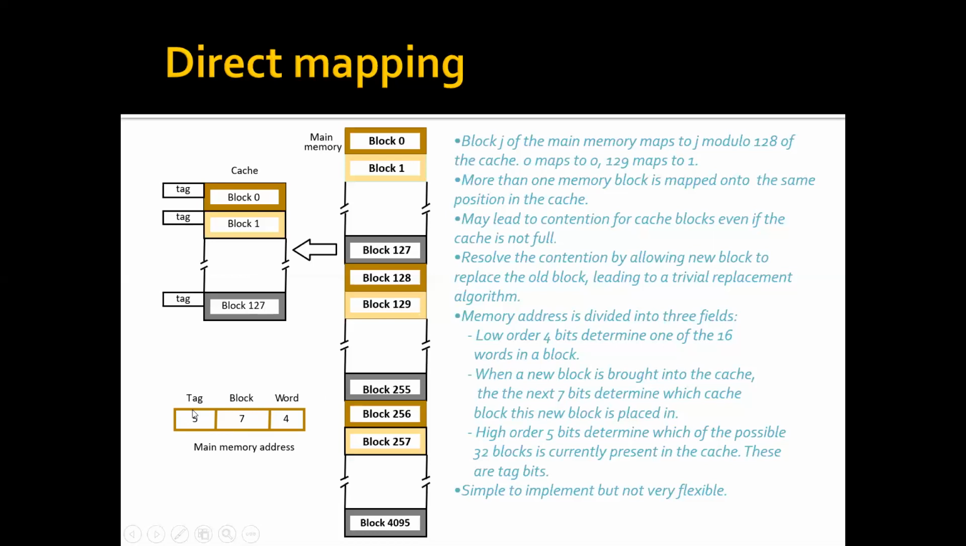The tag bit is the number of blocks in the main memory divided by the number of blocks in the cache memory. How many blocks are there in the main memory? 4096, which is 2 to the power 12. 2 to the power 12 divided by 2 to the power 7 is 2 to the power 5. So we require 5 bits over here. So this 16-bit address generated by the processor now has 3 parts: tag, block, and word. The tag field has 5 bits, the block field has 7 bits, and the word field has 4 bits.